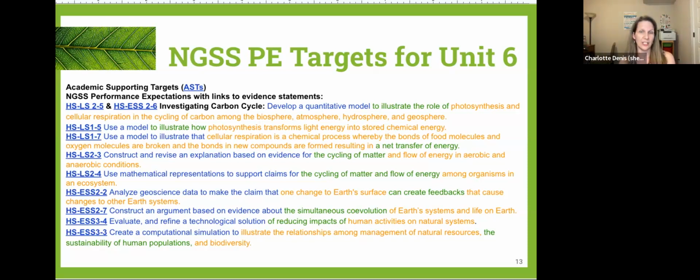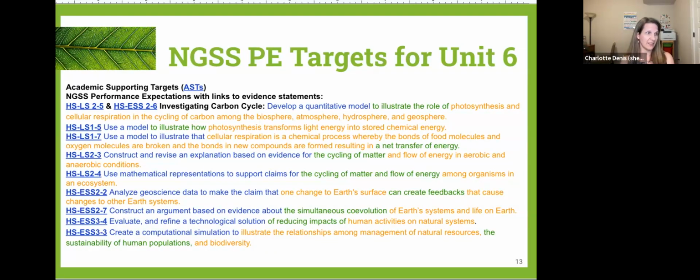So the strategy in our district has been to divide the ESS standards among the three patterns courses, and each subject area takes on the ESS ones that are most relevant to that subject area. So we take on a fair number in biology.